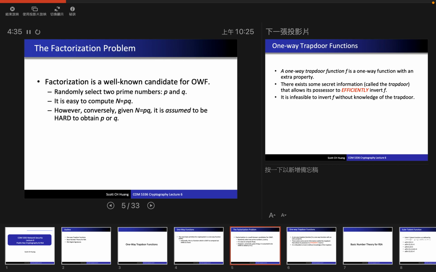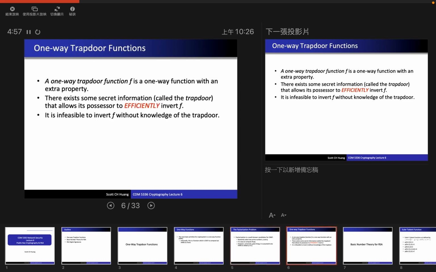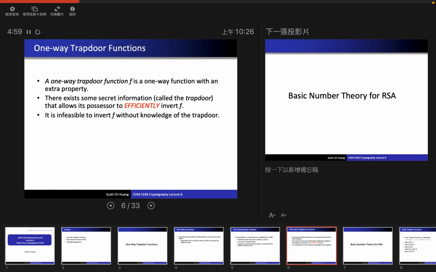Those scientists, those mathematicians, really think hard, but they couldn't find a way to factorize this P and Q efficiently. Okay, so anyway, we believe that it's hard. So that's a one-way function.